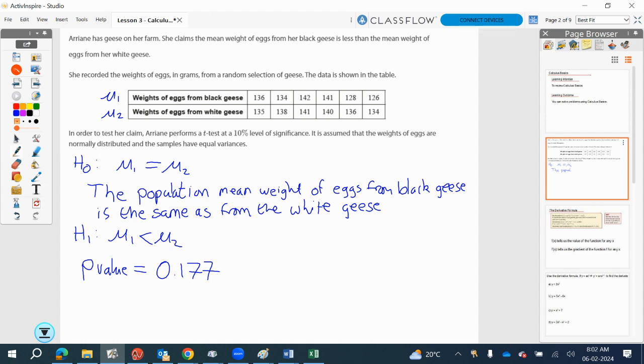Okay. The last question was something along the lines of: state whether the result of the t-test supports Ariane's claim. The P value is not low, so we don't reject the null. This you guys did well on. What you guys did well on was to always write an inequality.